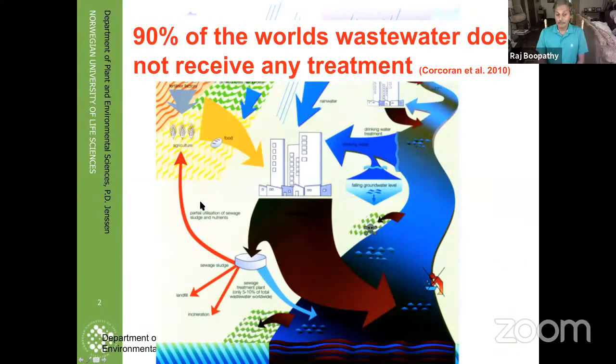So first of all, if you look at the wastewater we generate worldwide, only 10% of the wastewater is being treated. 90% of the world's wastewater does not receive any treatment at all. So it just goes straight into the moving water bodies. So that's a fact, okay? Only 10% of the wastewater produced worldwide is being treated, okay?